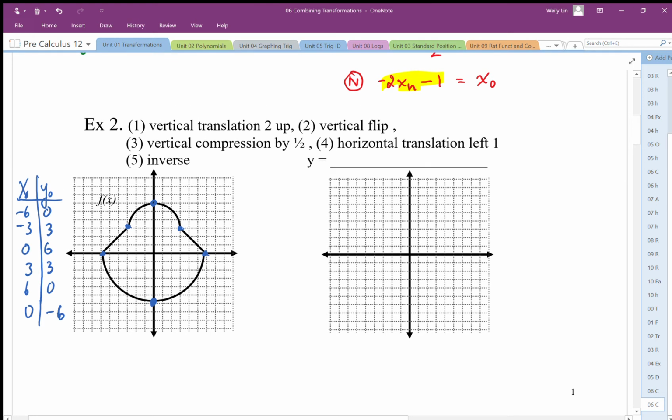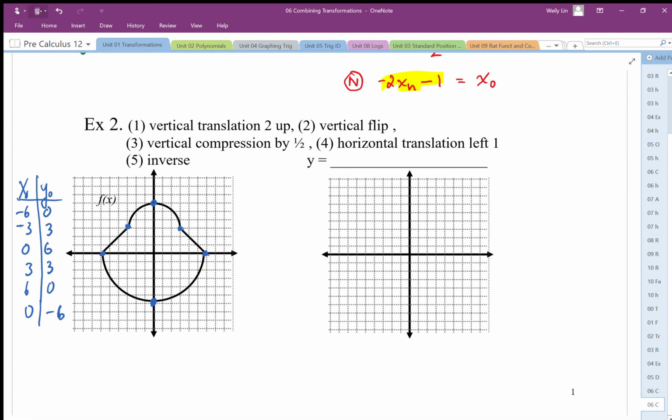I got to separate my vertical transformations from my horizontal, but I also have an inverse. Now the inverse technically can be done at any point, but as soon as I do an inverse, all my verticals become horizontal, all my horizontals become vertical. So in this case here, it's probably easiest to just follow this transformation and then do the inverse last. The inverse involves just switching x and y coordinates.